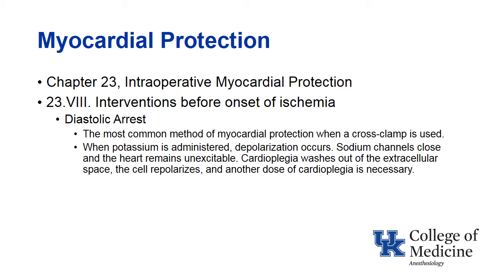Now, diastolic arrest is the most common method of myocardial protection when a cross clamp is used, and this refers to the use of a potassium-containing solution such that depolarization of myocardial cells occurs. Sodium channels close and the heart remains unexcitable. Cardioplegia does wash out of the extracellular space, and the heart repolarizes, and another dose of cardioplegia becomes necessary.